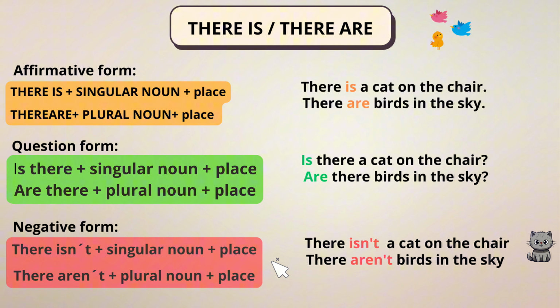Negative form, we use there isn't or there aren't. There isn't plus singular noun plus place. There aren't plus plural noun plus place. There isn't a cat on the chair. There aren't birds in the sky.